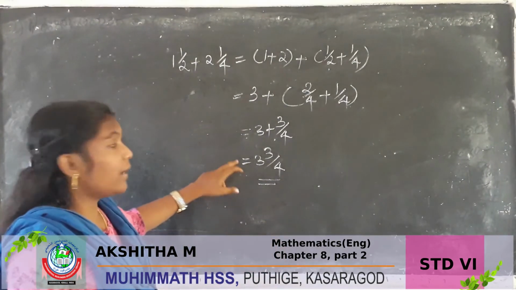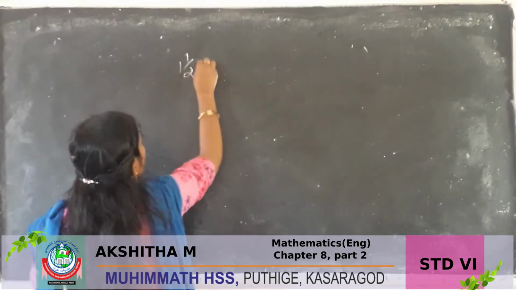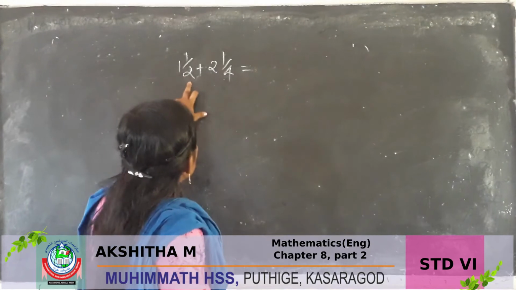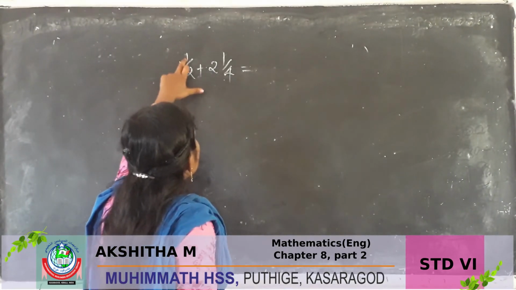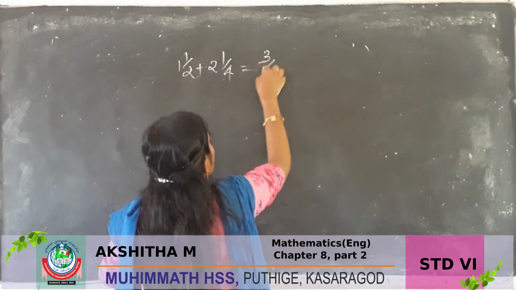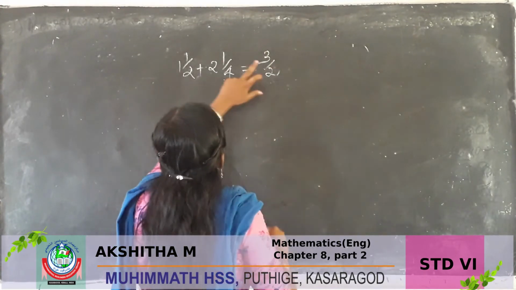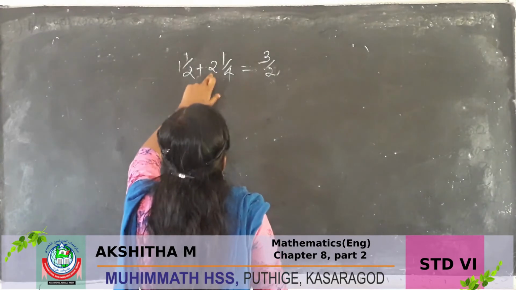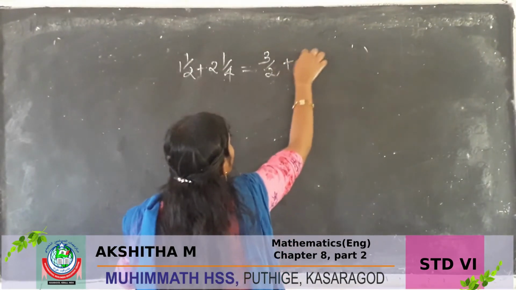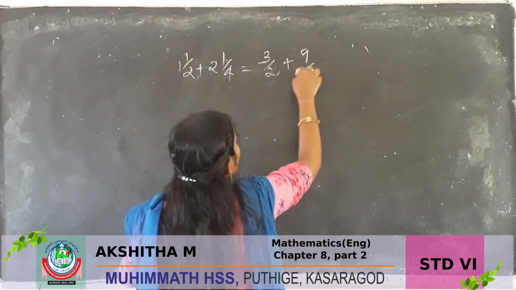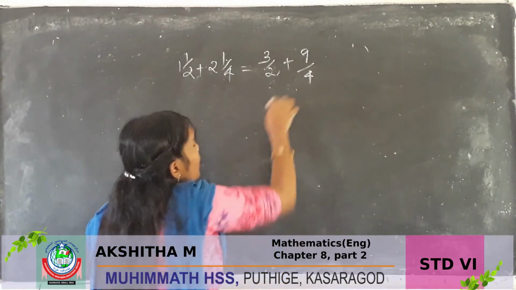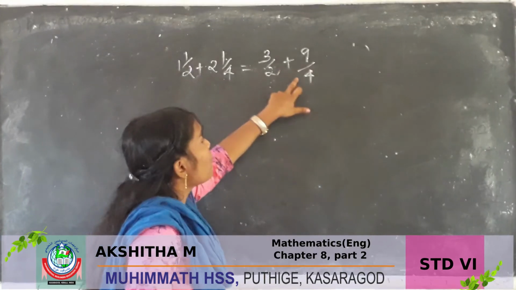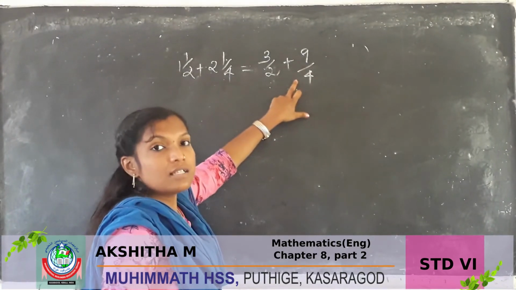There is another way. 1/2 plus 2 1/4. Here 2 ones are 2, 2 plus 1 is 3. This we can write 3/2. Next, 4 into 2 is 8, 8 plus 1 is 9, 9/4. So here you can see different denominators. So first we have to make the denominator same.